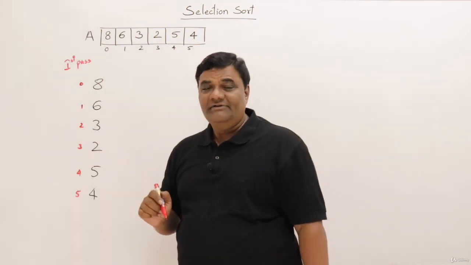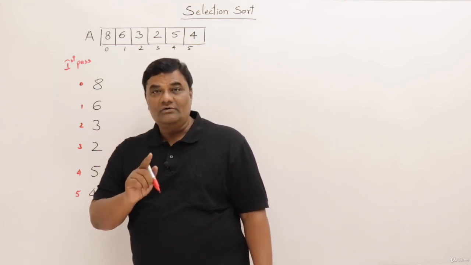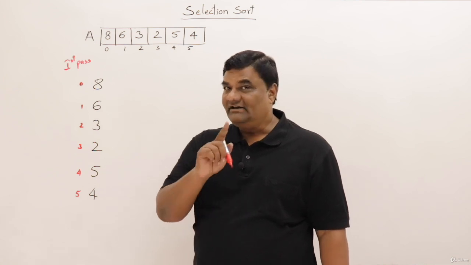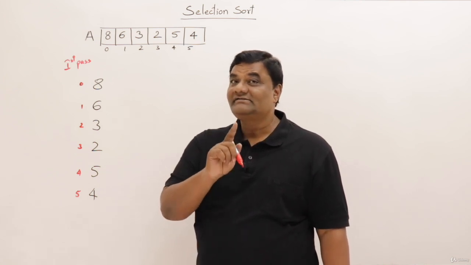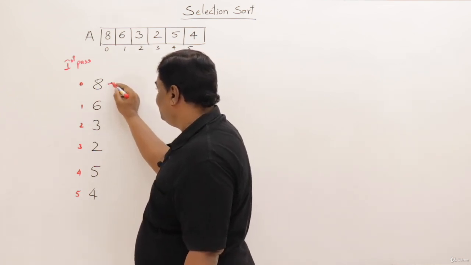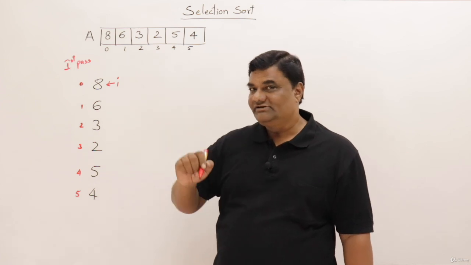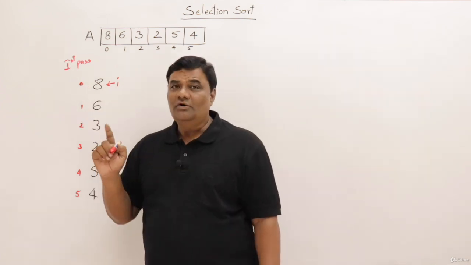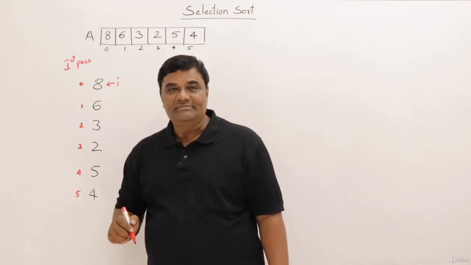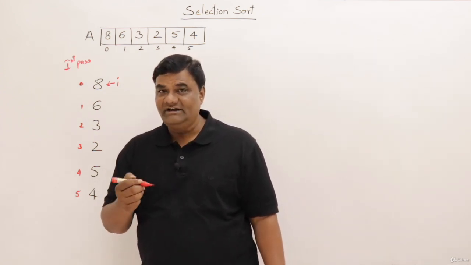In first pass, we will select first position to find out an element for that position. I stress on the point, we select a position. So let us take I here. I is pointing on a position, that is index 0. Now who should come at this place? The smallest element in the list should come at that place. So find out whichever element is minimum.